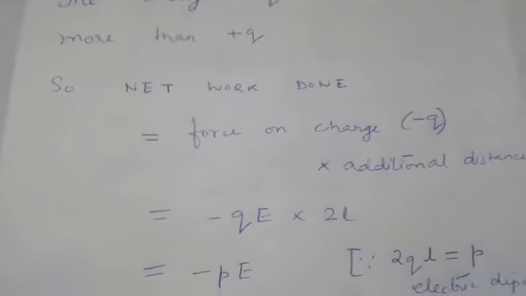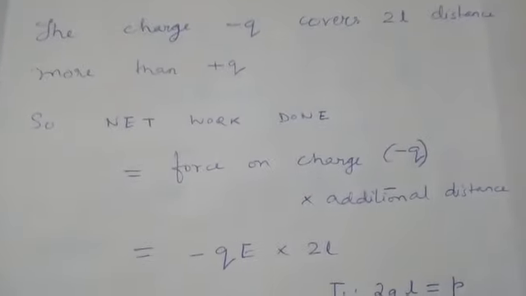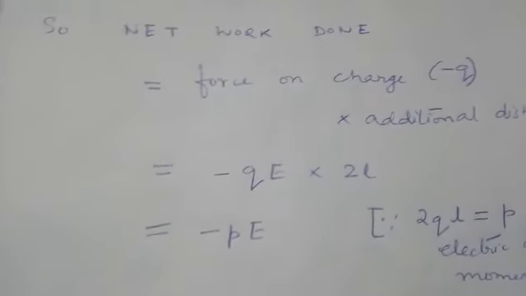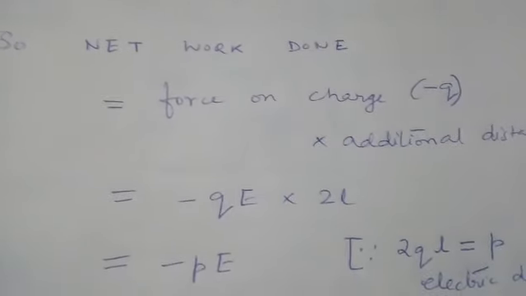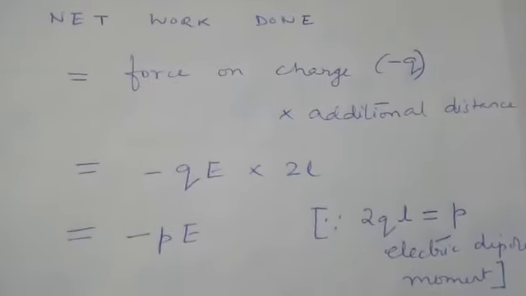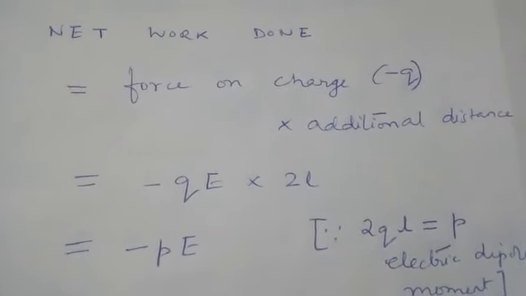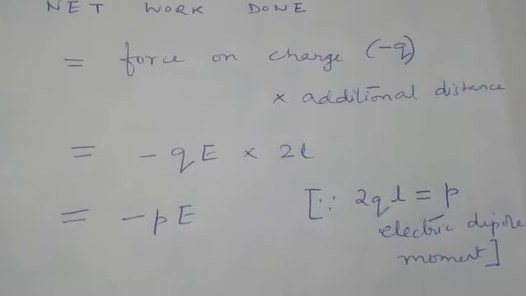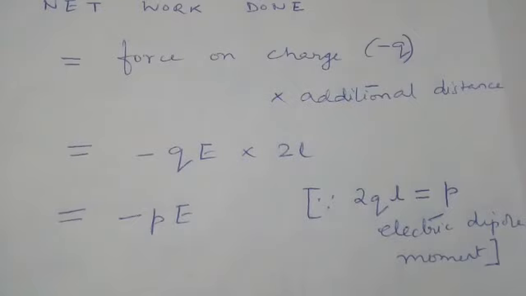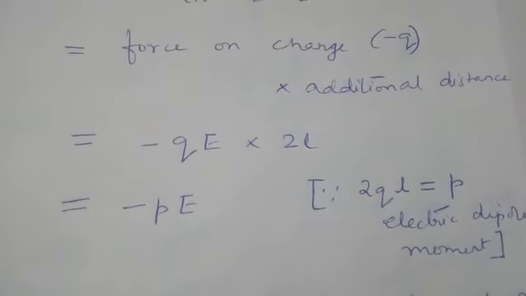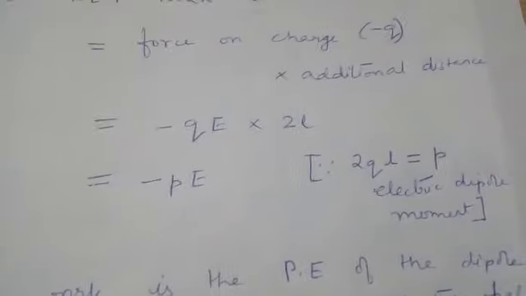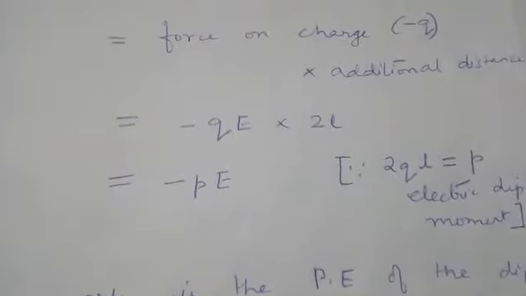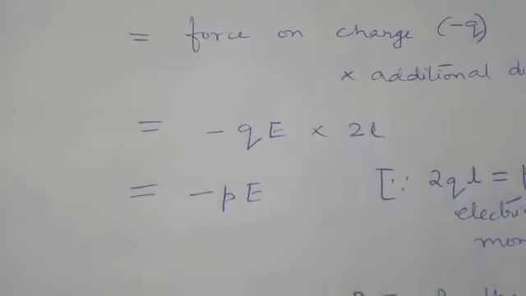Now let us see the net work. If both were on the same points, that part of the work has cancelled each other. So what is left is the work done because of the additional distance. The work done is force into distance. So that was done in the case of the charge minus Q. So minus QE into twice L. This is twice QL. One of the charges into length is electric dipole moment. So formula becomes minus PE.